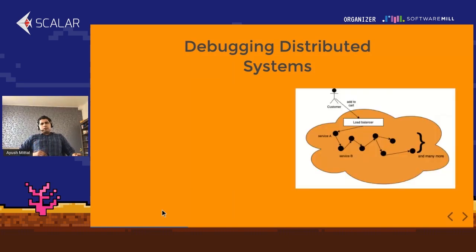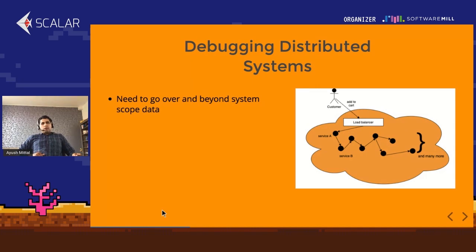Here is an example of a request coming from a customer to a distributed system deployed on the cloud. This system basically has multiple services which interact with each other to serve the request. There could be tons of them. Some services are calling only one, some are calling multiple of them.